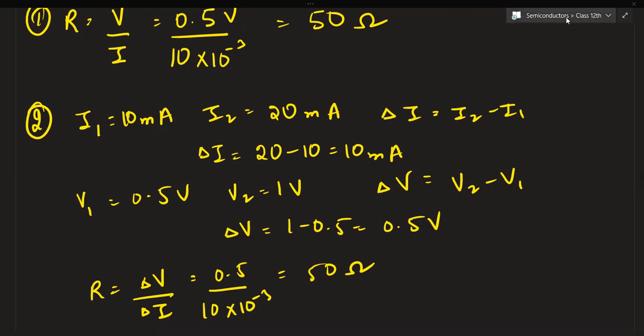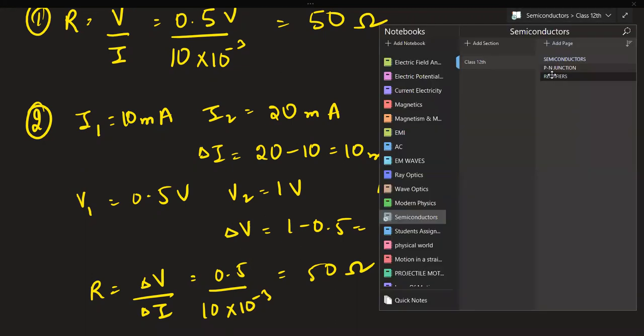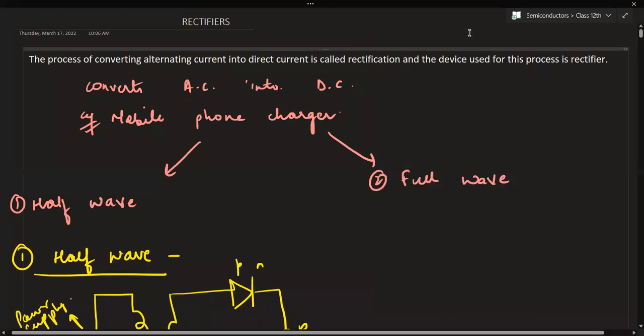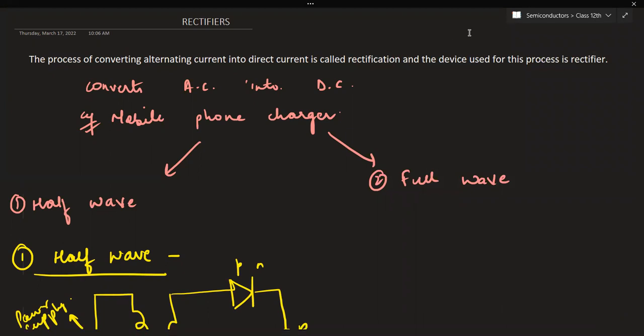All right, class. Now see rectifiers. Rectifiers is a very small topic. Rectifiers basically convert AC into DC. So the way you have your mobile chargers, it converts AC into DC. Two types of rectifiers are present, half wave rectifiers and full wave rectifiers.